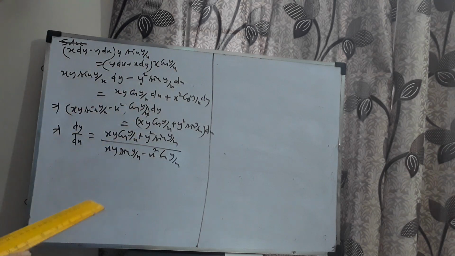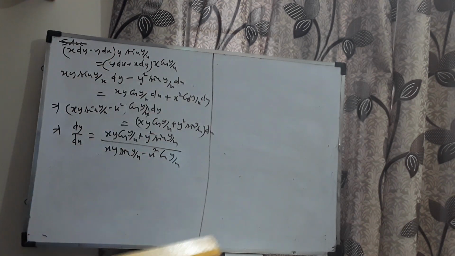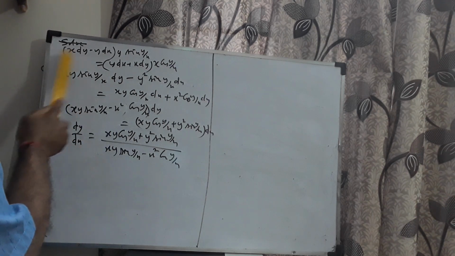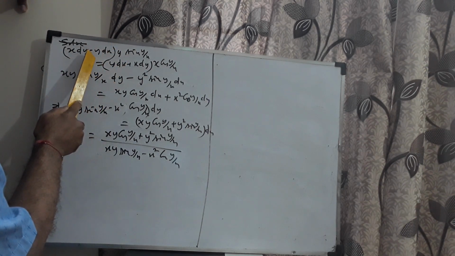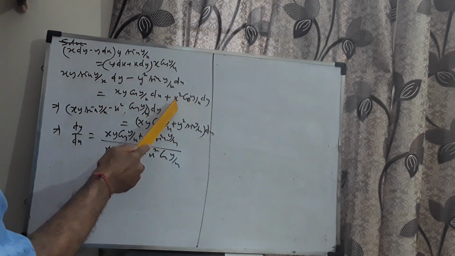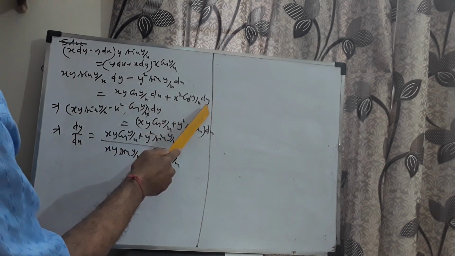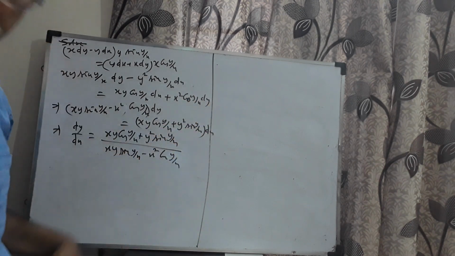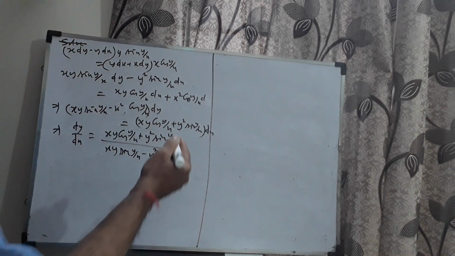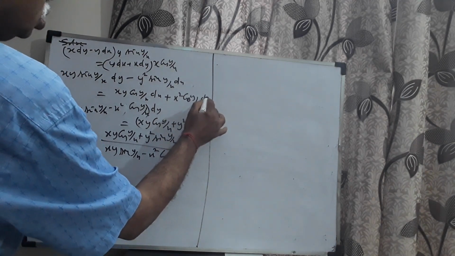Since y by x is involved, I'll try to bring it to the form dy by dx equal to some function of x comma y. Remember carefully, I'm not going to bring it to the form dx by dy. Now for xy sin y by x dy minus y square sin y by x dx is equal to xy cos y by x dx plus x square cos y by x dy. Sorry, it is dy only, x square cos y by x dy.